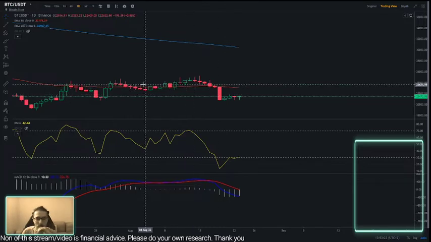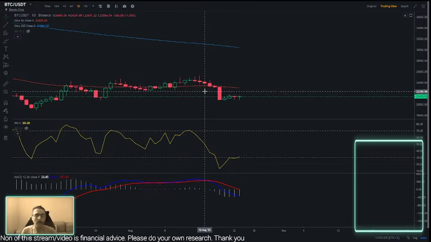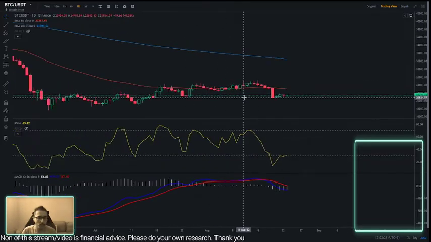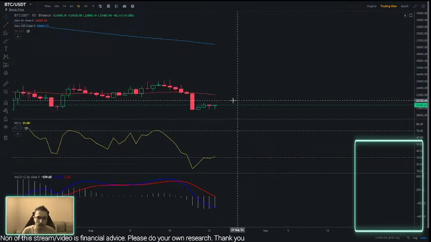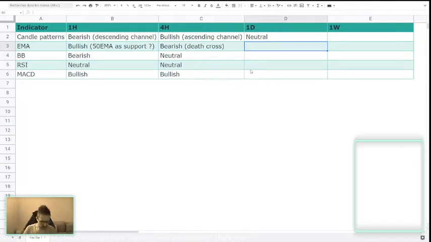So, let's say that we do have a lot more room to go, and let's put this as bullish, with the 50-day exponential moving average as target.